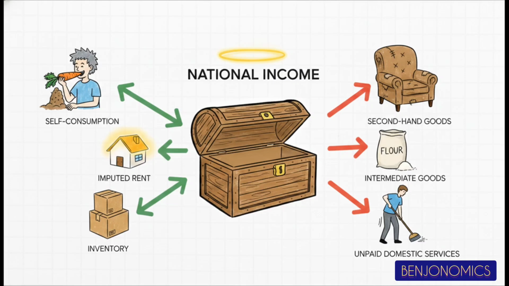But look over at the exclusions. We completely exclude secondhand goods because their value was already counted back in the year they were originally made. As we already know, we exclude intermediate goods, and really significantly, we exclude unpaid domestic services, like a homemaker's labor. Since there's no market transaction there, it's incredibly difficult to accurately assign a monetary value to it.